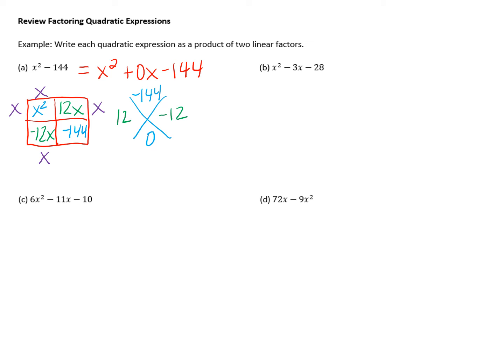X times what gives me 12x? That's 12, so I can put a 12 on the bottom. Moving to the second row, the negative 12x, x times that would give me a negative 12. So this would be negative 12. And that bottom right-hand box is your check box. 12 times negative 12 does give me negative 144. So my two linear factors, again, it's been a while, are going to be these two dimensions. And so my two factors for this problem would be x plus 12, and x minus 12.